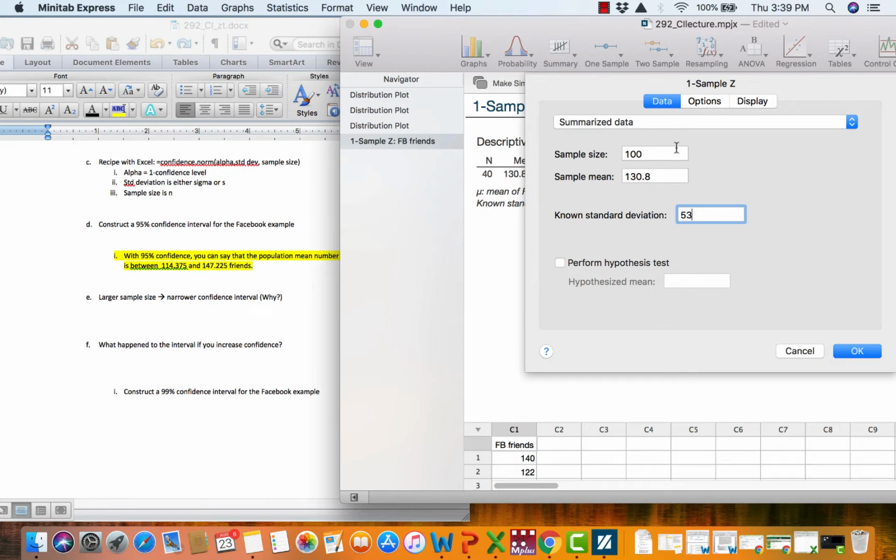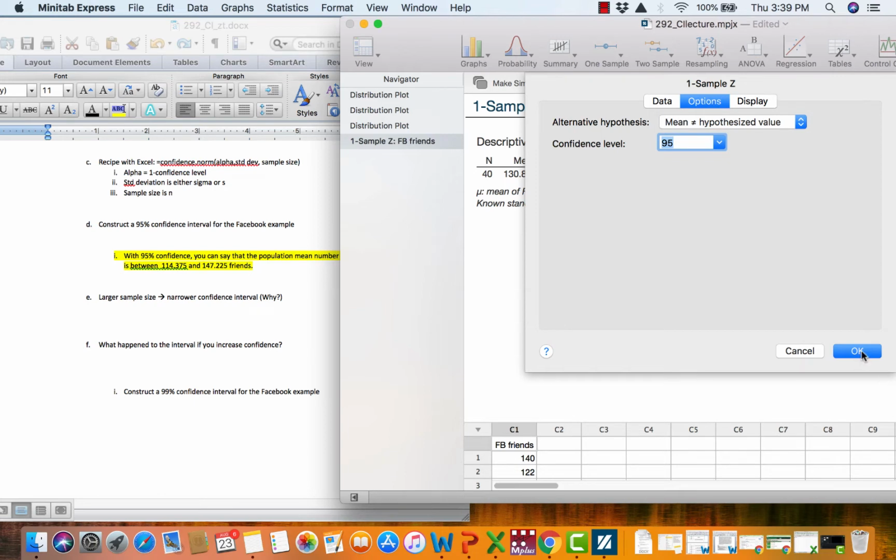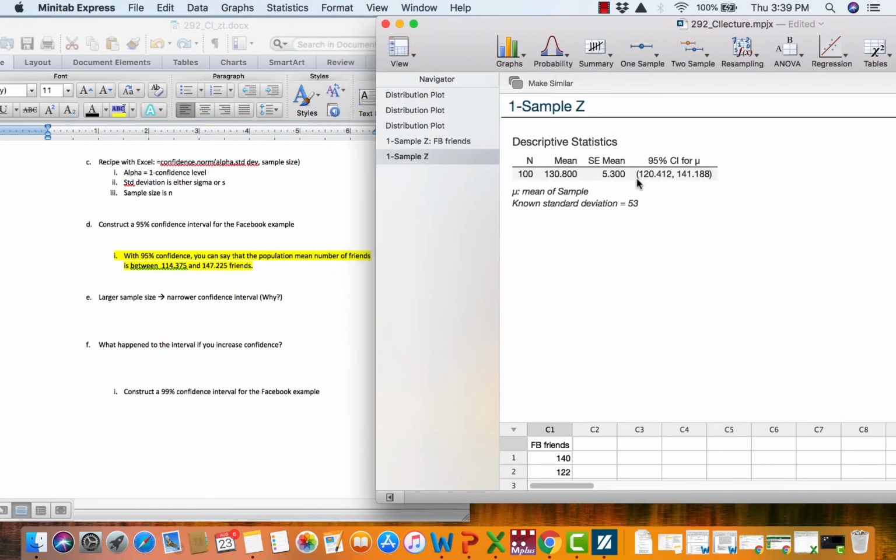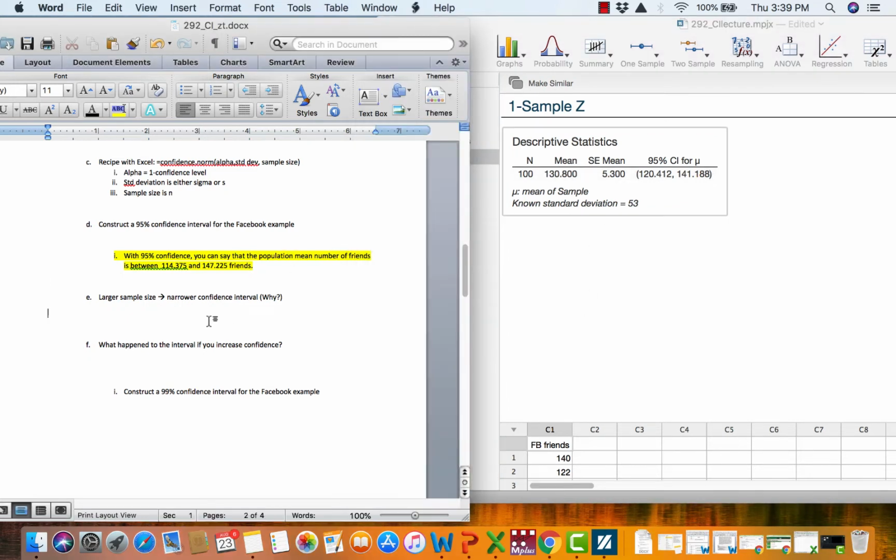All right, so all I've changed here from this first problem is the sample size from 40 Facebook users to 100 Facebook users. I'm going to leave confidence the same. What happens to the interval? Aha. So now the interval has gone from 120.412 to 141.188. Notice that the interval shrunk or got smaller.